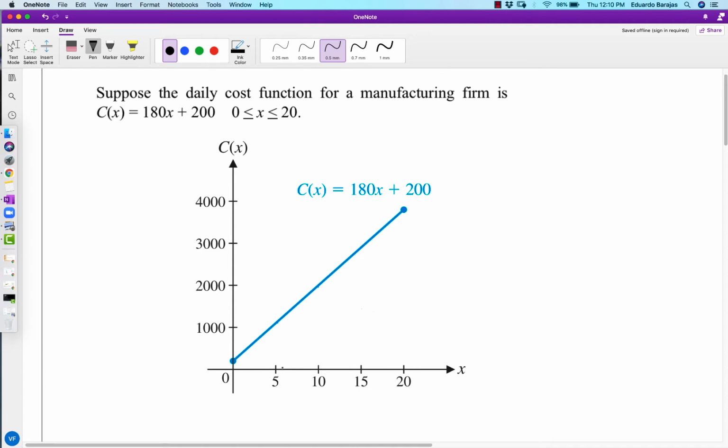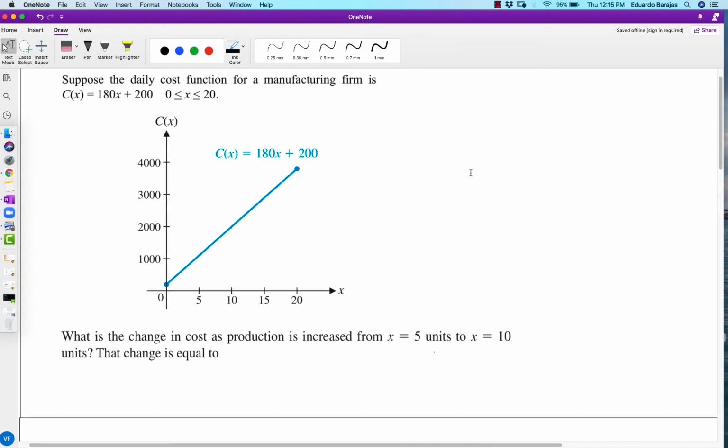As the number of units increases, we also see that the cost steadily increases at a constant rate of $180 for each additional unit. Now suppose we are asked to think about the change in cost as the production increases from x equals 5 units to x equals 10 units. What is the change equal to? The change in the cost as we go from 5 units to 10 units.